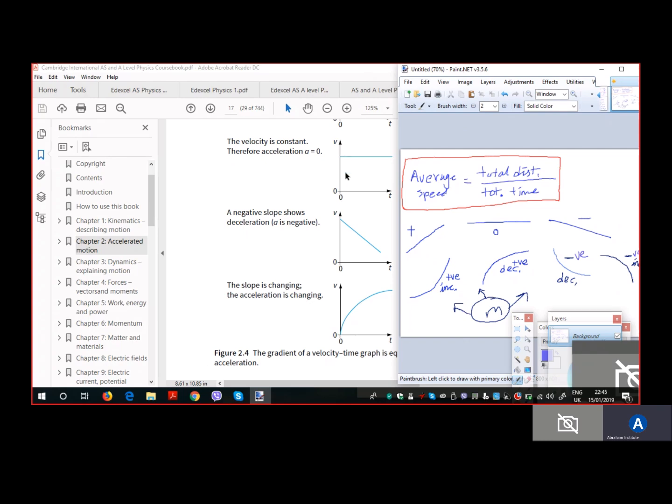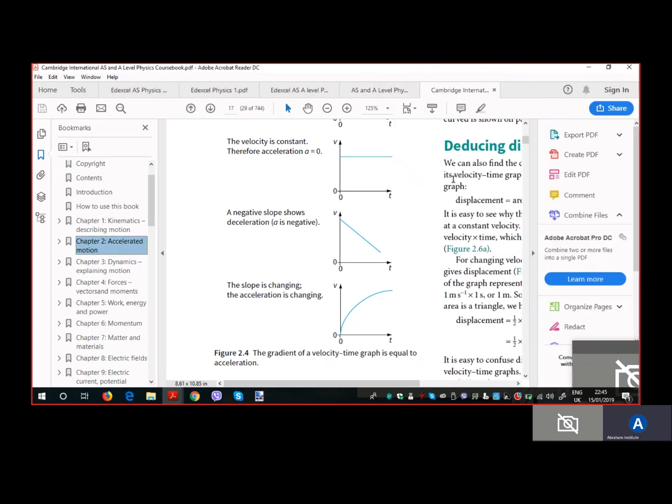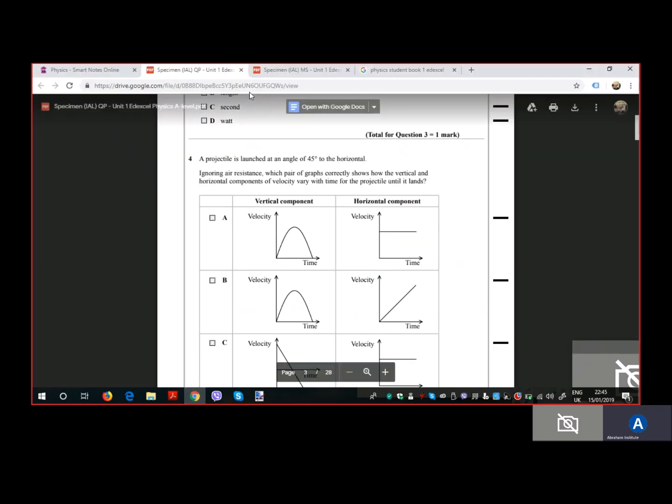Do you have any questions on these graphs? Can you see the slope is changing, the acceleration is changing, but what is the change? The acceleration is decreasing. This is very important. Now we'll go to that past paper question. This one.